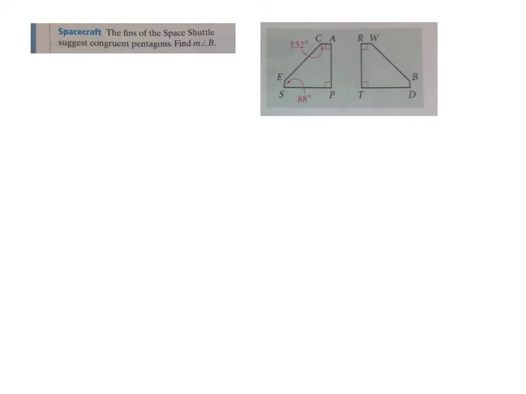Now let's look at example 2. These 2 pentagons are examples of the fins of the space shuttle. How would we get the measure of angle B? First, I hope you would agree that angle E is going to be congruent to angle B. All right, that these 2 pentagons are congruent. So if we figure out angle E, we're going to have angle B. Question is, how are we going to get E?